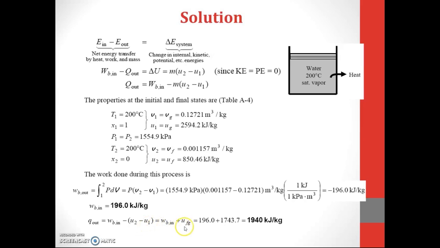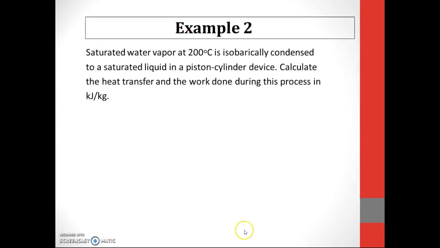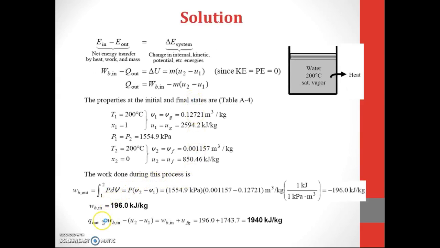U2 minus U1 is actually equal to minus Ufg, right? Because U2 is Uf and U1 is Ug, so it is Ug minus Uf. It's just the same. So you can calculate the difference and get the Ufg. This is the value of your Q out. So you have solved this problem. Calculate the heat transfer: this is the value of the heat transfer.